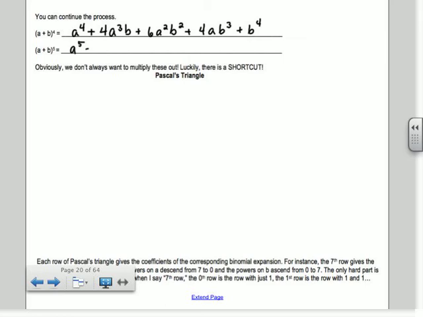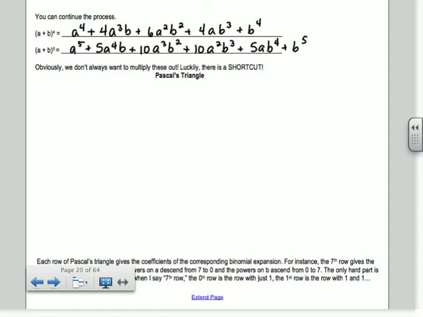Okay, then a plus b to the 5th is going to be a to the 5th plus 5a to the 4th b plus 10a to the 3rd b squared plus 10a to the 2nd b cubed plus 5ab to the 4th plus b to the 5th. Oops, I wrote 4th. 5th. All right, so let's look for some different patterns.